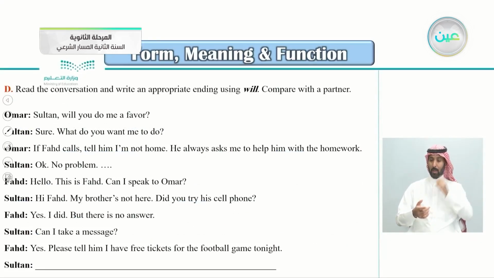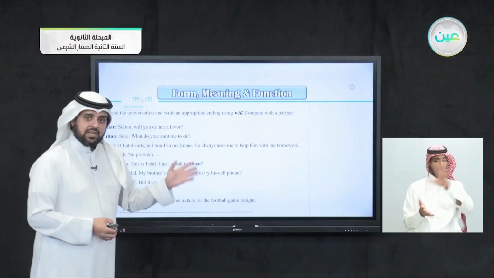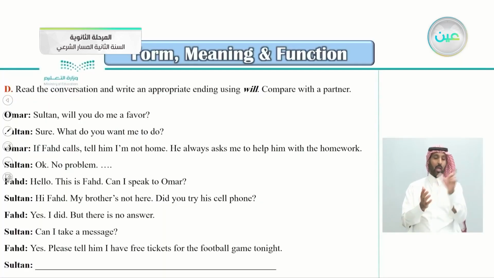Exercise D here: read the conversation and write an appropriate ending using will. Compare with a partner. So let's read the conversation between Umar and Sultan. Sultan, will you do me a favor? Sure. What do you want me to do? If Fahad calls, tell him I'm not home. He always asks me to help him with the homework.